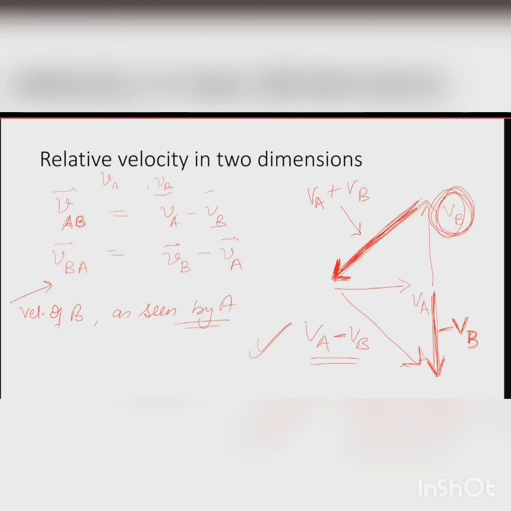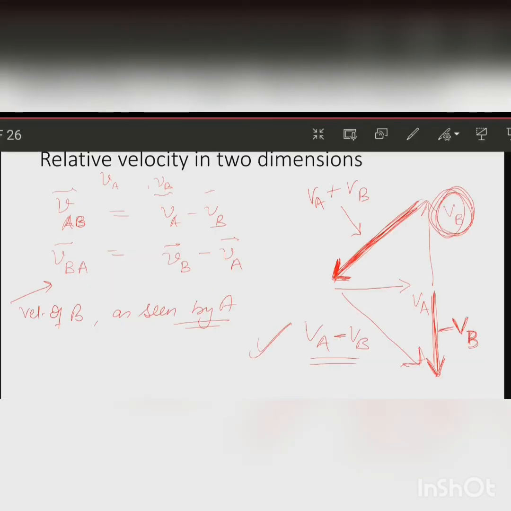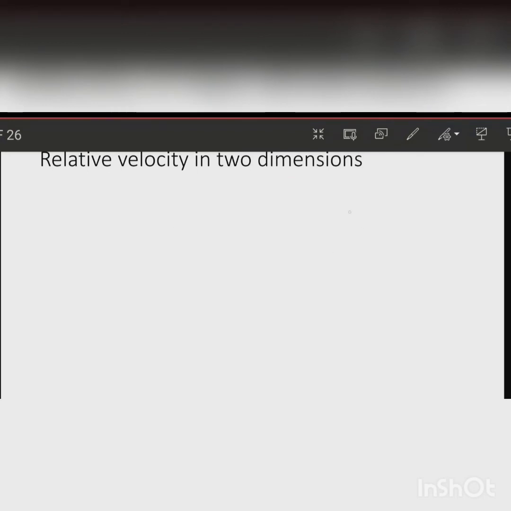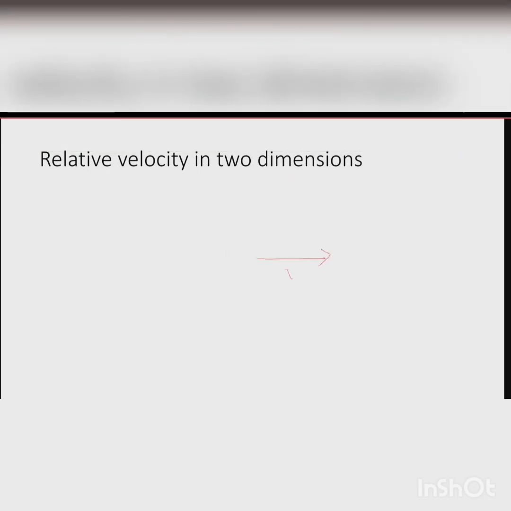Okay. So this was my VA and this was my VB. Now suppose I have to find out VBA, that is, the velocity of B as seen by A. Now what do I do? Ma'am, now we'll change the direction of VA. So we will keep VB as it was, and now we change the direction of vector A. So now the change in direction of vector A would be here.